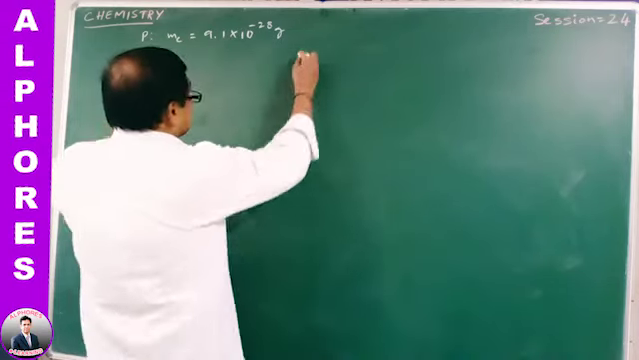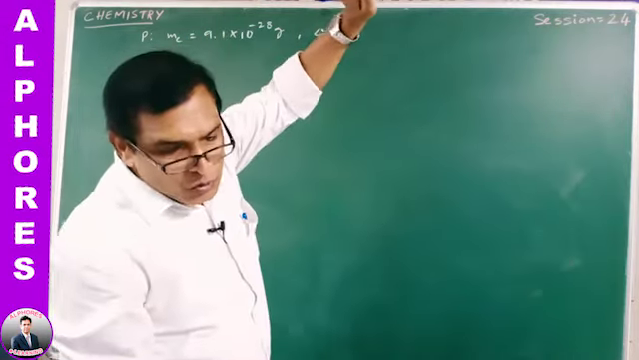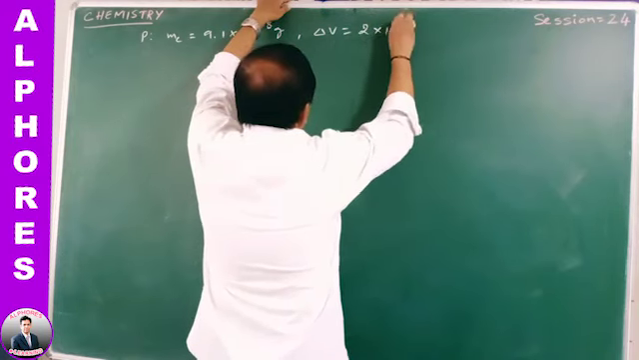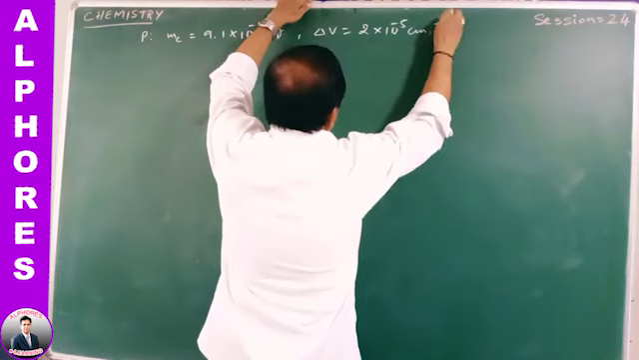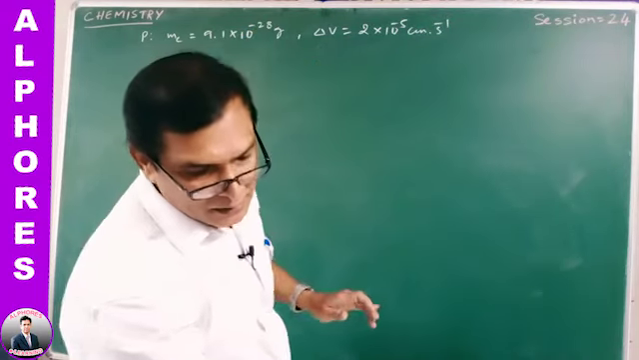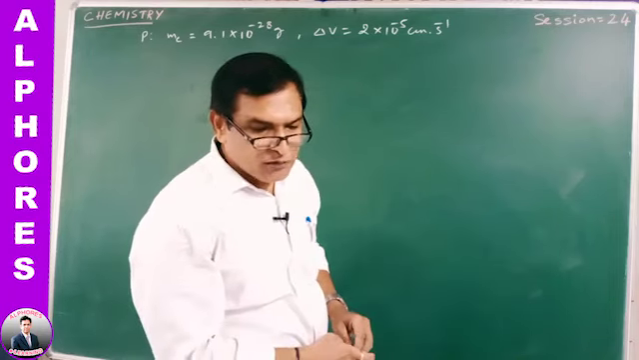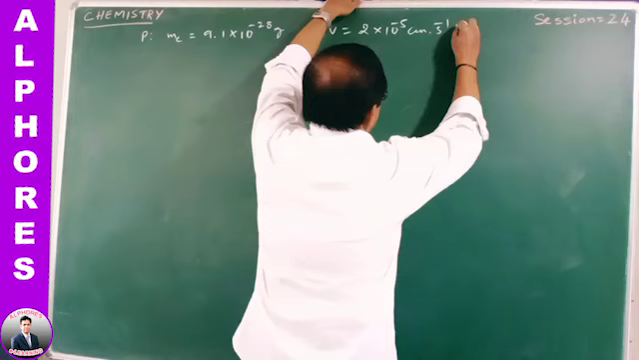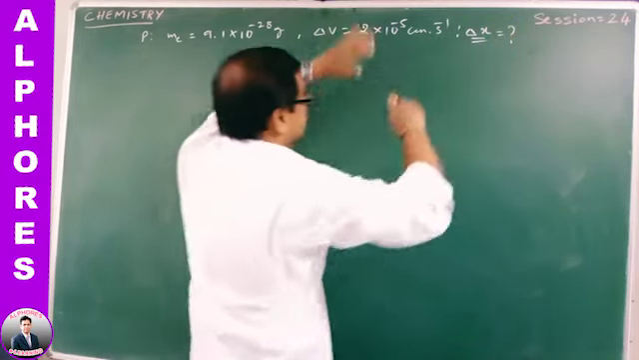That means delta V is equal to 2 into 10 to the power minus 5 centimeters per second. Calculate the uncertainty in the position of the electron. That means delta x we have to calculate.